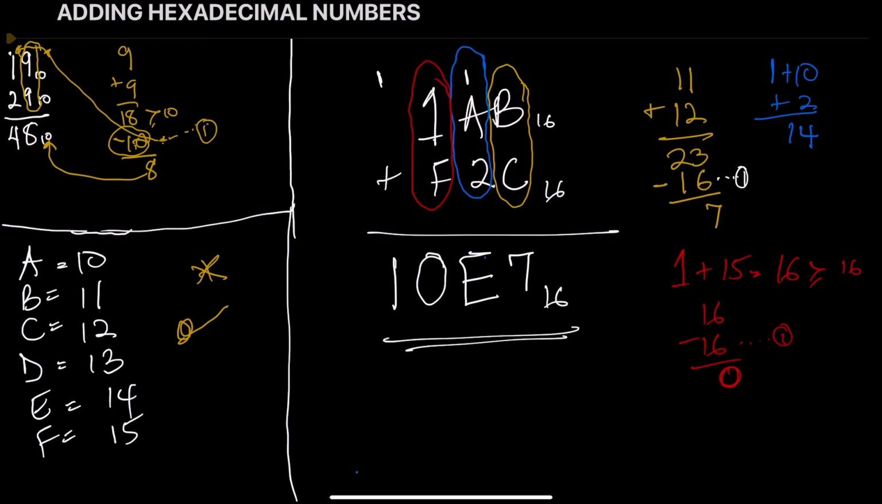So our answer is 1, 0, E, 7 in base 16. So this is our final answer. And this is the way to add hexadecimals.